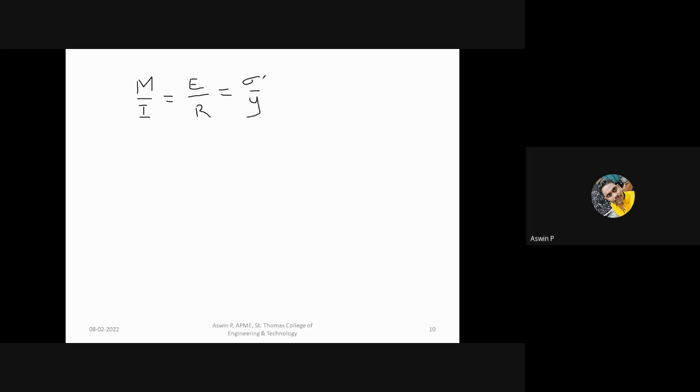This sigma can also be expressed as f. In some problems, we will take it as f. So this is the basic bending theory. This theory is also known as the bending equation or the flexural formula. That's the important thing. In the question paper, they may ask what the flexural formula is. And this is for today. This is the basic equation.